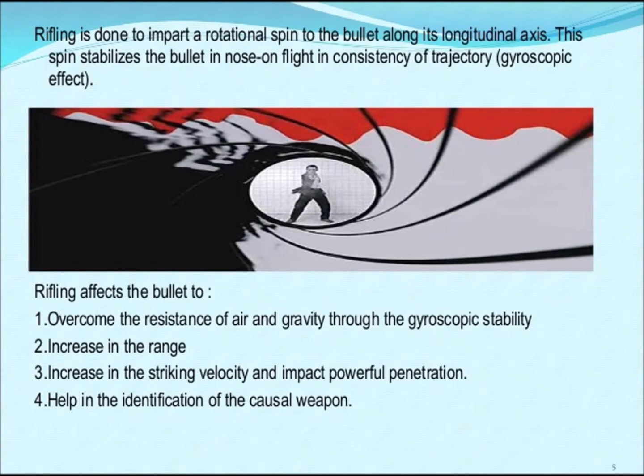Now, what is rifling? Rifling is basically done to impart a rotational spin to the bullet along its longitudinal axis. This spin stabilizes the bullet in nose-on flight with consistency of trajectory, so basically it gives a gyroscopic effect.